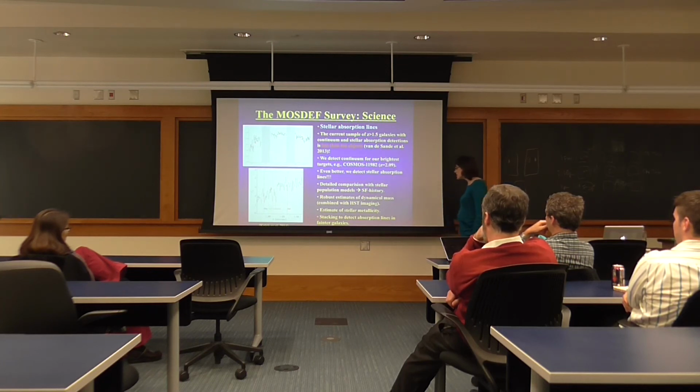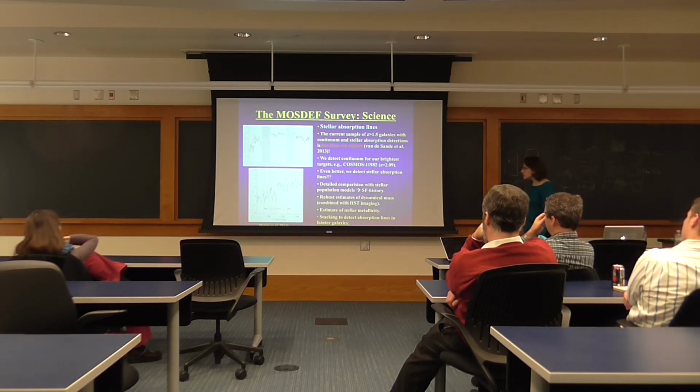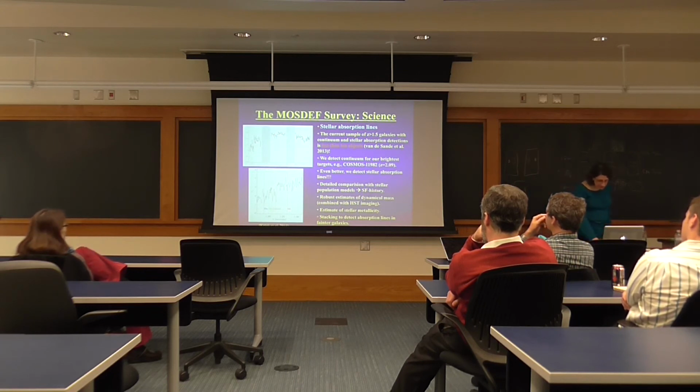We'll get robust estimates of the dynamical mass combined with our HST imaging, and perhaps we'll even be able to look at the stellar metallicity, not just the gas phase oxygen abundance. Now for fainter galaxies where we don't have such nice detections for individual objects, we'll try to stack them to get statistical detections. So we're really excited about this aspect of the project.